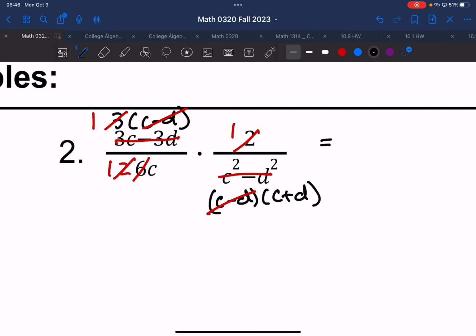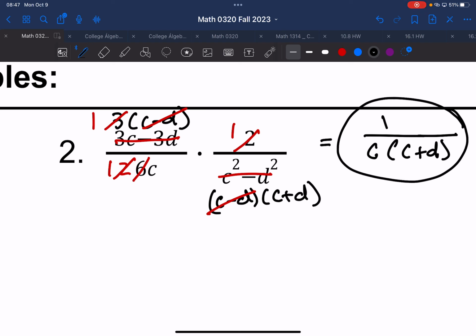So on the first fraction's numerator, we have a 1. And on the second fraction's numerator, we have a 1. So 1 times 1 is 1. What's left on the first denominator? 1C, or we could just write C. And what's left on the second denominator? So we would just write C times C plus D. We don't have to simplify this further because we want it as factored as possible. So you wouldn't multiply the C back in. You would leave the C on the outside.